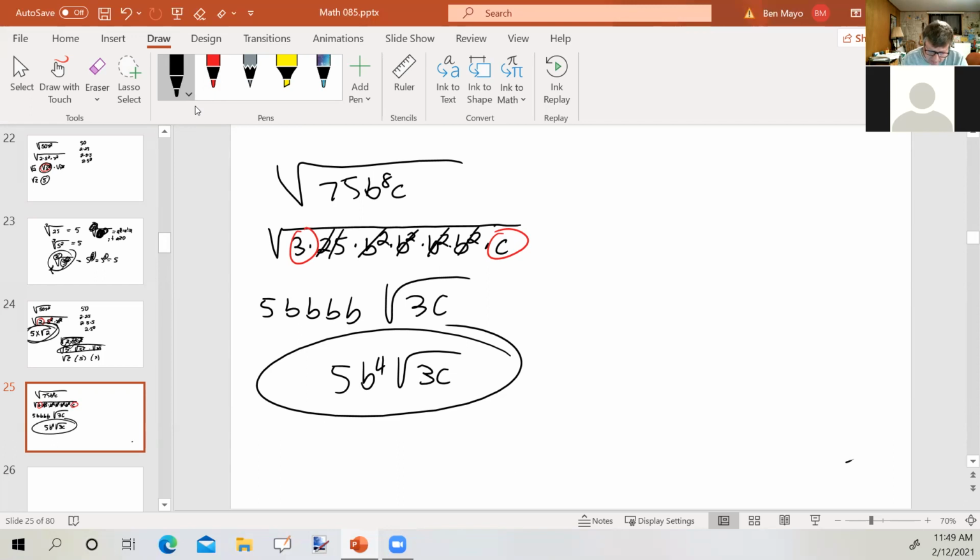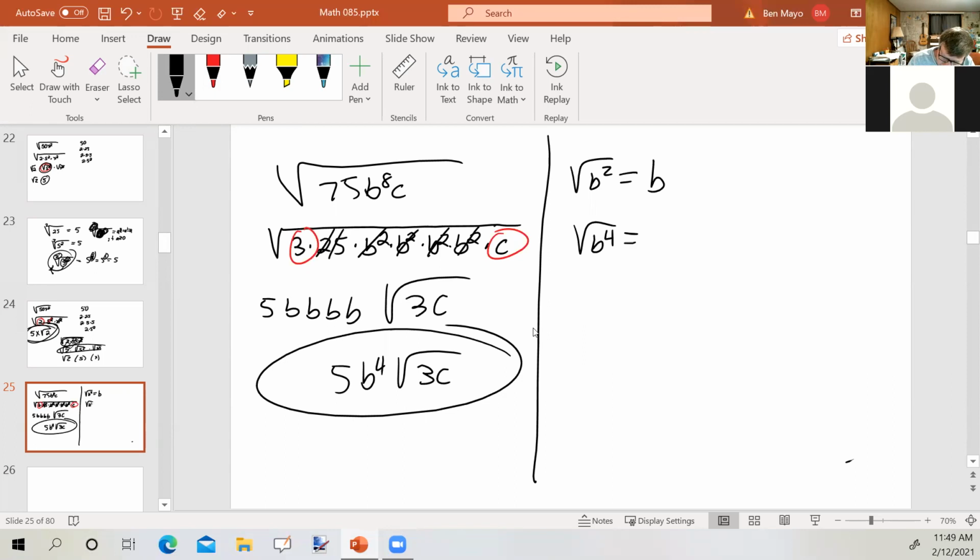Yes. All right. Now, even that seems like an awful lot of work. Let's consider some things here. What's the square root of b squared? B. What's the square root of b to the 4th? B squared. Would be square, wouldn't it? Yes. What's the square root of b to the 6th?